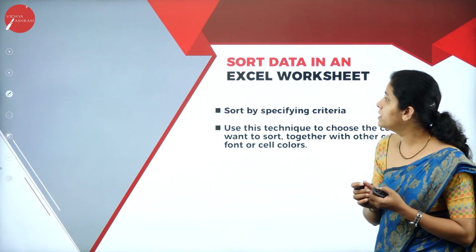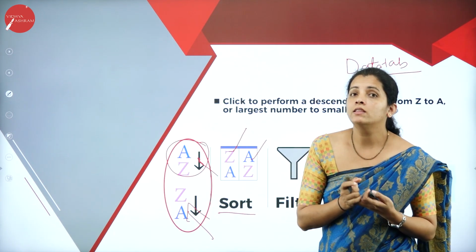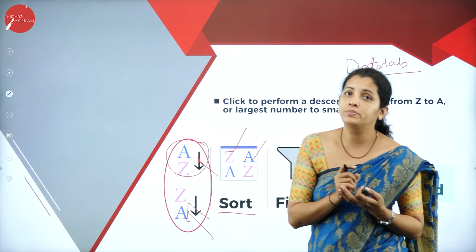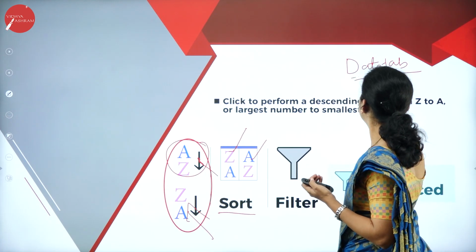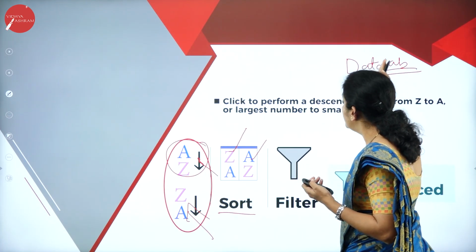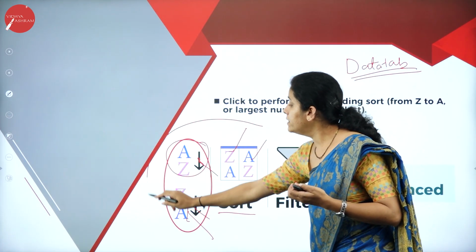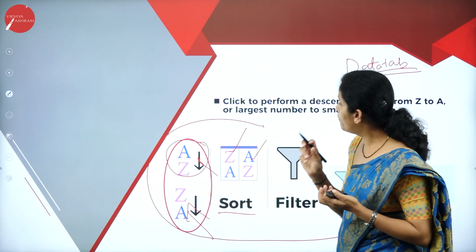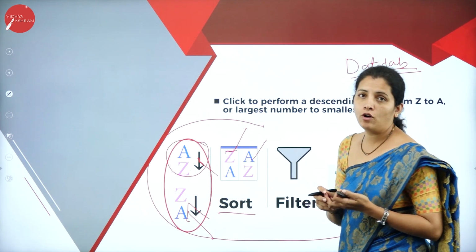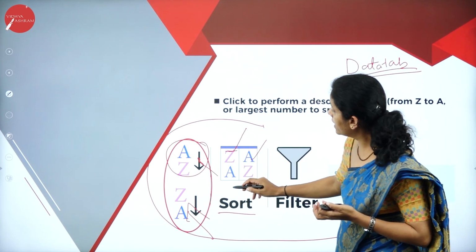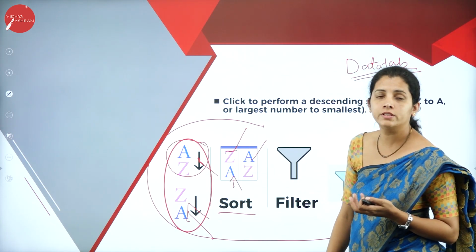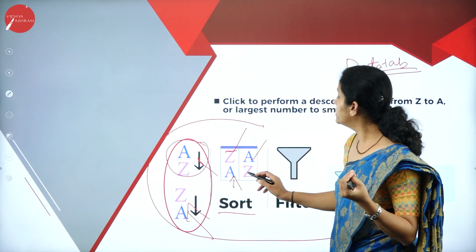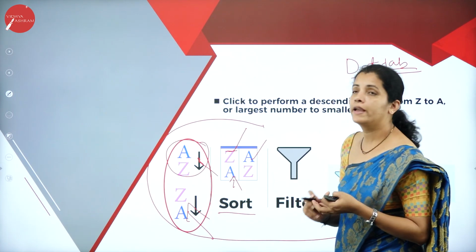Moving further, dear student, now tell me where you're going to get the sort option. That is in the data tab. In the data tab, I'm going to get the sort option. Suppose I want to perform descending order sorting, then I can use this option, and if I'm going to perform ascending order, then I can use A to Z.